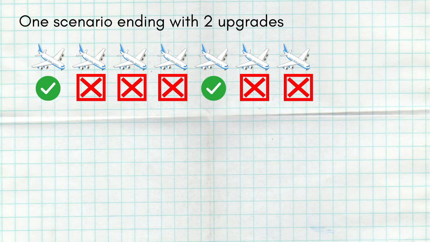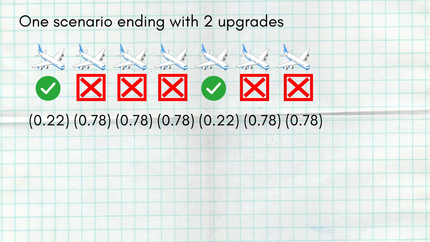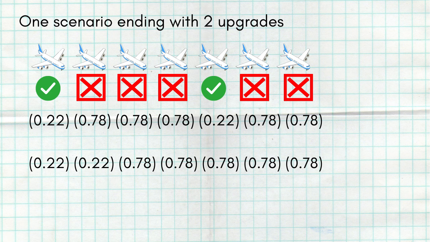Now, one scenario is he gets the upgrade on his first flight, second flight is a no, third flight's a no, fourth flight's a no, fifth flight is another upgrade, 6 and 7 flights are both no's. Now, this would be success, and then fail, and then fail, and then fail, and then success, and then fail, and then fail. Now, we are allowed to multiply probabilities here because these outcomes are all independent. So that would be 0.22 times 0.22 times 0.78 times 0.78 times 0.78 times 0.78 times 0.78.